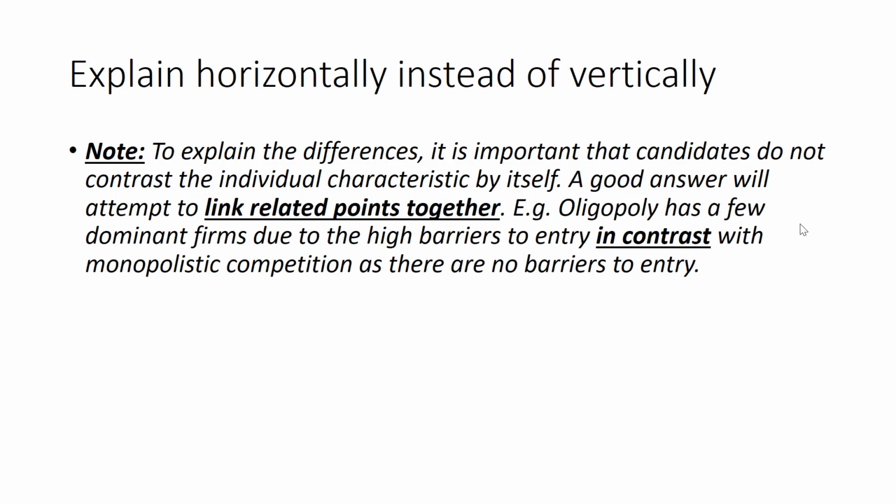Now, for part A, we recommend students to explain horizontally instead of vertically. What I mean is that you should not write one big chunk on oligopoly followed by another chunk on monopolistic competition. You should compare them together. So you will say that oligopoly has a few large firms while monopolistic competition has many small firms. Oligopoly has high barriers to entry while monopolistic competition has zero barriers to entry. This is what we mean by comparing horizontally.